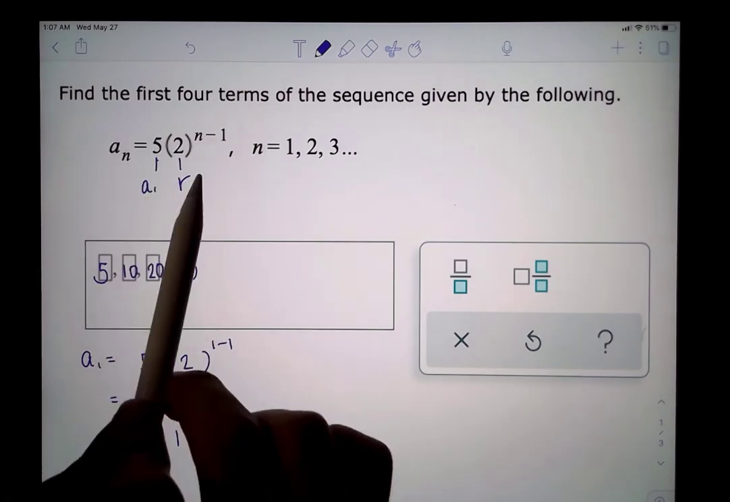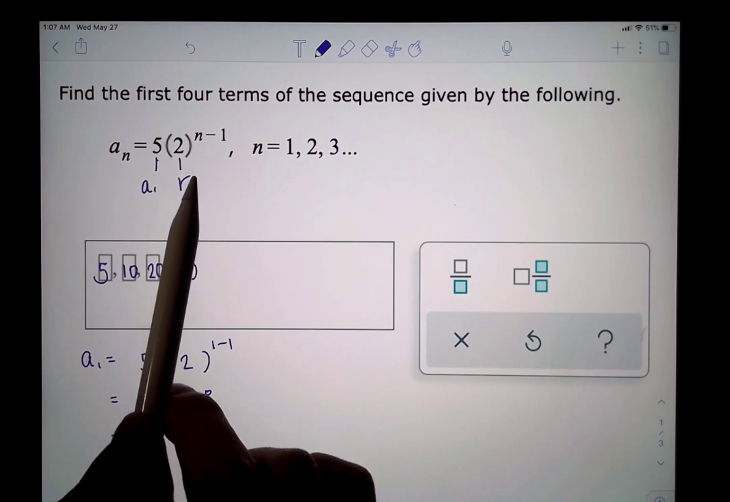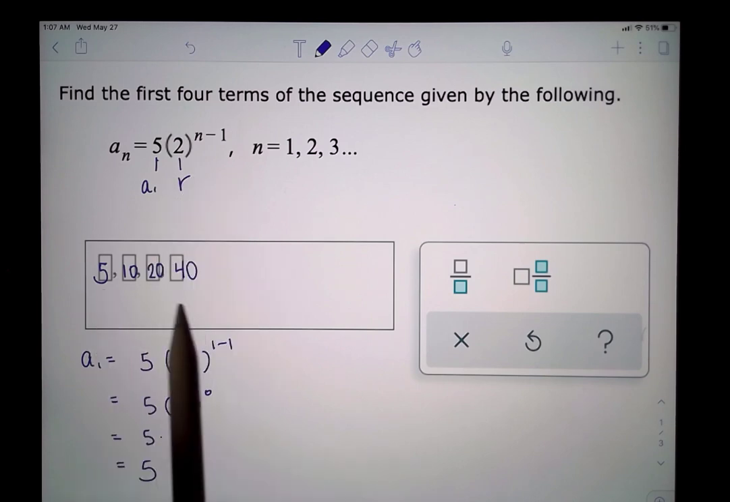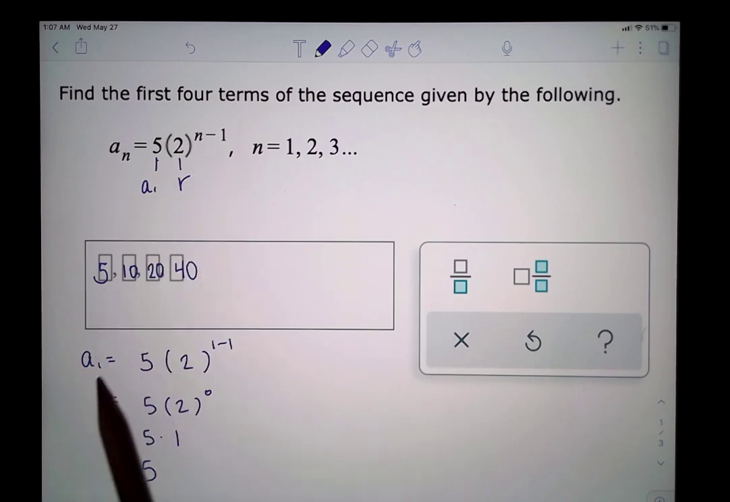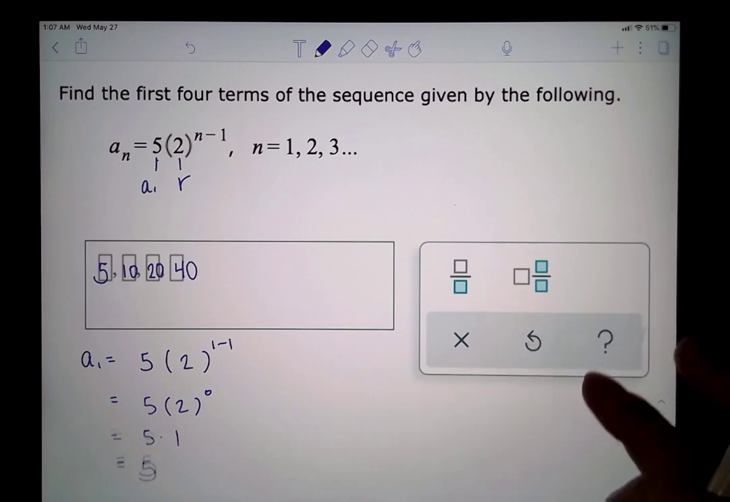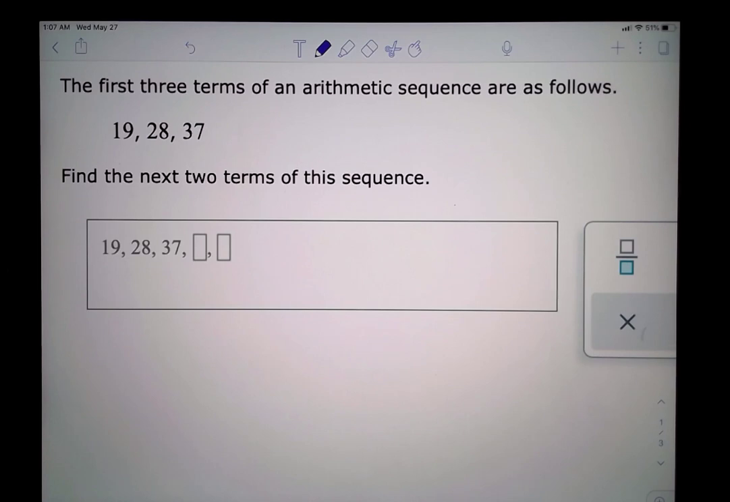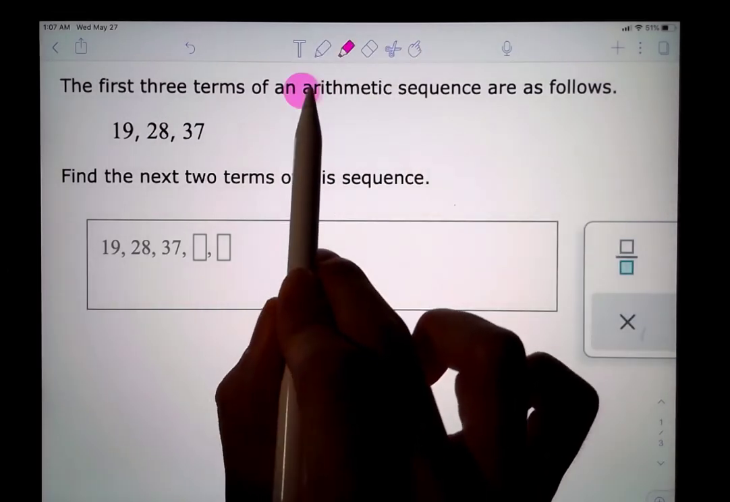If you see the pattern, and you know which one is your initial and what is your ratio, then you can just get the terms. Or you can plug in the value, that doesn't matter. Either way, I just need 4 terms. And next, number 3, the first 3 terms of an arithmetic sequence, they gave it to you.